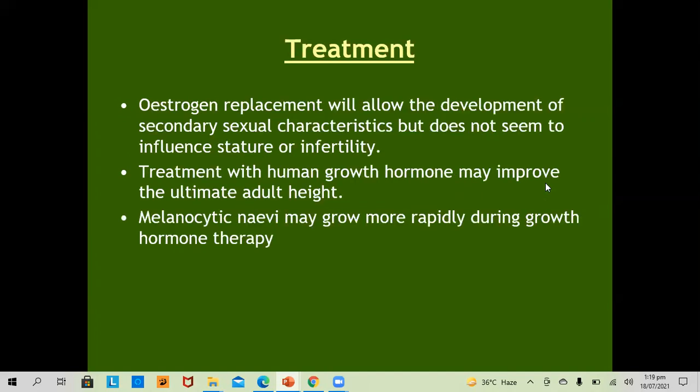Treatment: estrogen replacement will allow the development of secondary sexual characters, but does not seem to influence the stature or infertility. Treatment with human growth hormone may improve the ultimate adult height. Melanocytic nevi may grow more rapidly during growth hormone therapy.